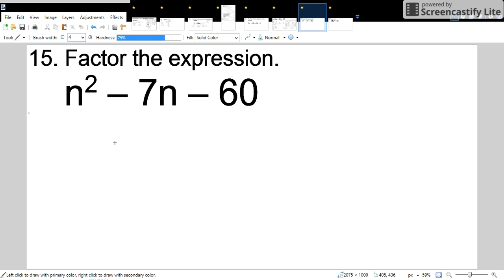Okay, on number 15 on your review, it says factor the expression. So we have the expression n squared minus 7n minus 60. First we will identify our a, our b, and our c. It's already in the ax squared plus bx plus c form, so we can go ahead and identify them.